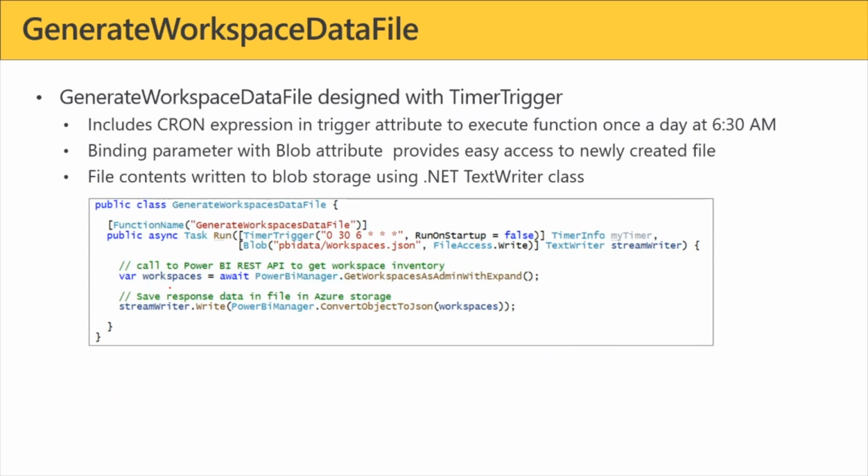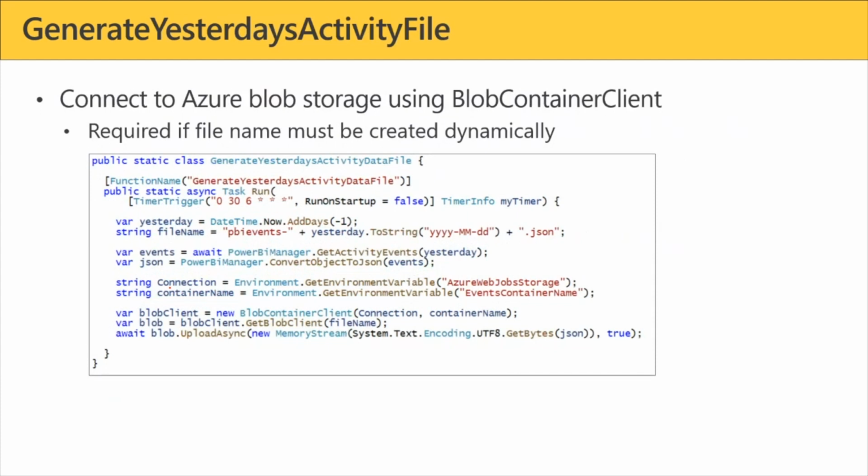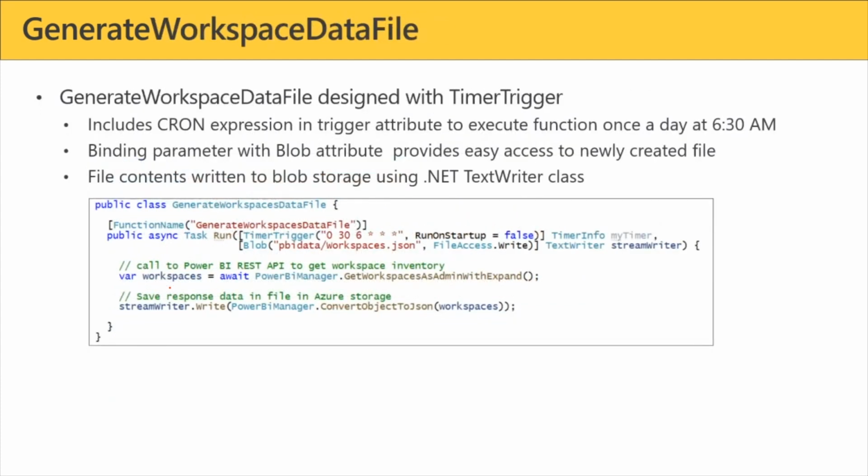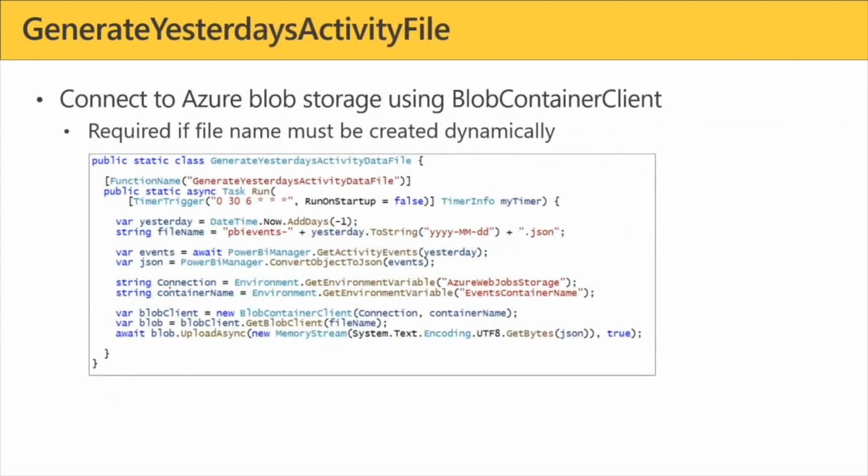Now, here's an example of an Azure function. And what you can see is that we're going to create a new file called PBI data/workspaces.json. What happens there is that I'm just going to call expand workspaces. Likewise, this code right here is extracting activity from the Power BI activity log. And then this file has to create the file name on the fly.